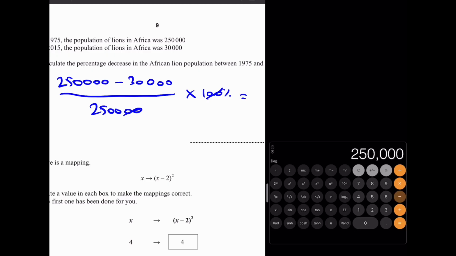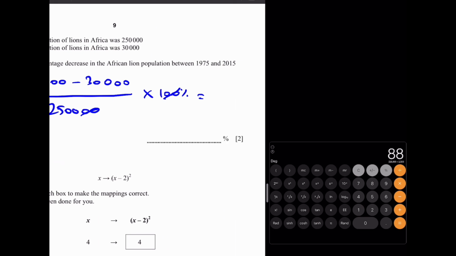250,000 minus 30,000 divided by 2,500. 88 is our answer. 88% decrease.